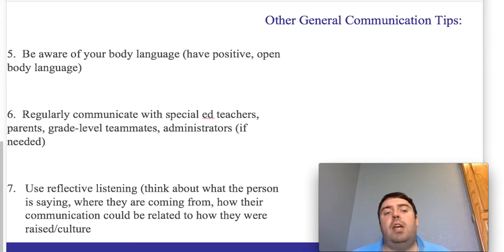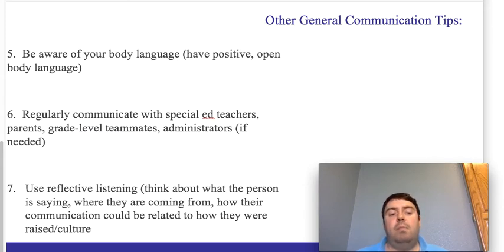Another thing is, for communication, you always want to have regular communication with all stakeholders. So you need to have regular communication with your fellow teachers, especially special education teachers who might share the same student, or PE teachers, or any other teachers that have the same students or are on your same grade level, or who you interact with and exchange work with. You also want to make sure you have regular communication with administrators. If they're emailing you, it's a good idea to email them back within the same day.